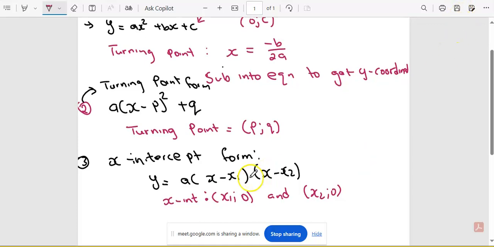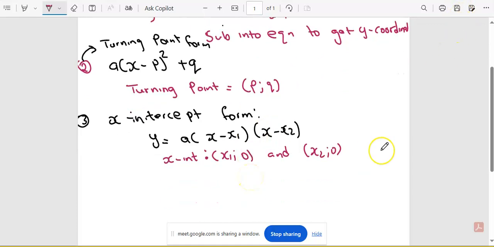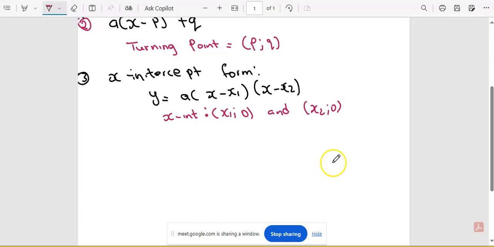Yes, sir. It's very important that we discuss how you find the turning point when you have something like this. If it is given in this form, your turning point's x coordinate is found by adding the x values of the x-intercepts, then dividing by 2. Right, that's how you find the turning point.